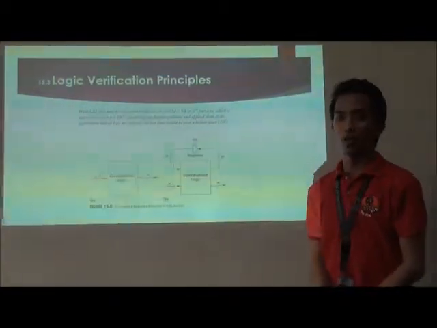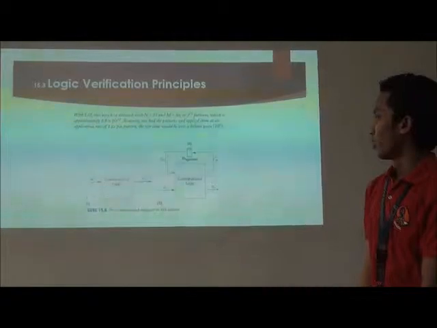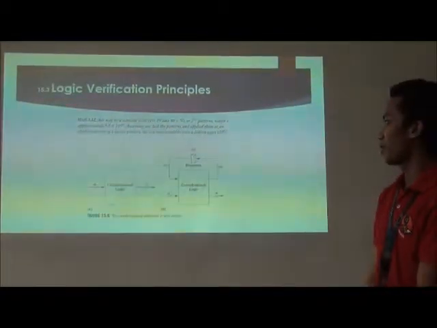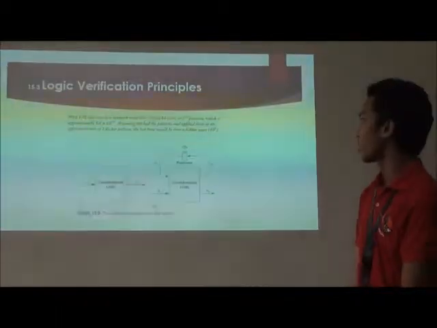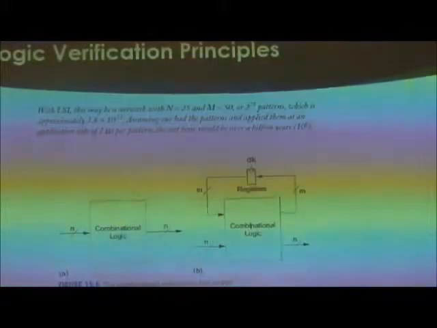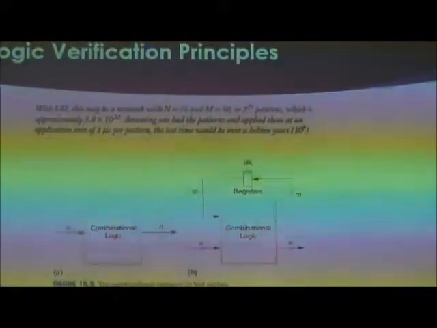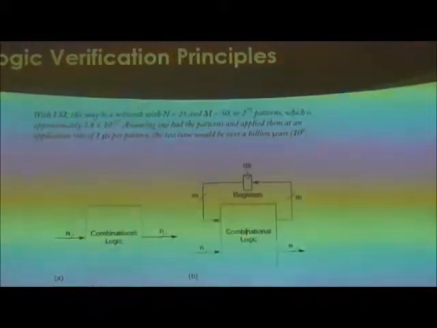Okay, so the third topic will be the logic verification principles. With VLSI, a combinational network with N equals 25 and M equals 50 has 2 to the power of N plus M patterns, which is approximately 3.8 times 10 raised to 22. Assuming one pattern per cycle and applying them with an application rate of 1 microsecond per pattern, the test will take over a billion years.